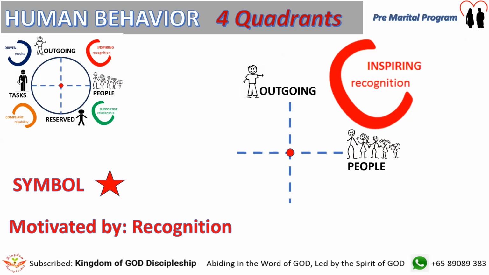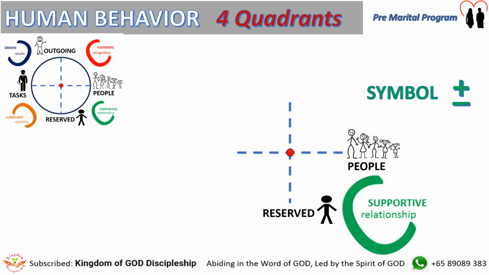The next personality is the supportive personality. The supportive personality, their symbol is plus and minus. It means that they are more like fence-sitters. They are stable. They are emotional, but not very emotional, unlike the inspiring people.